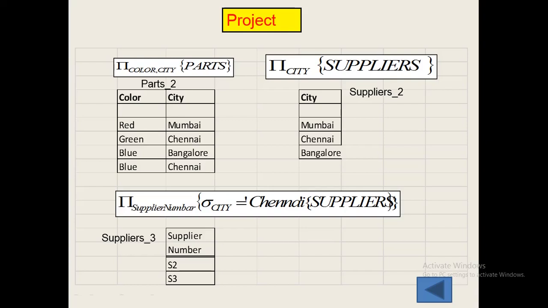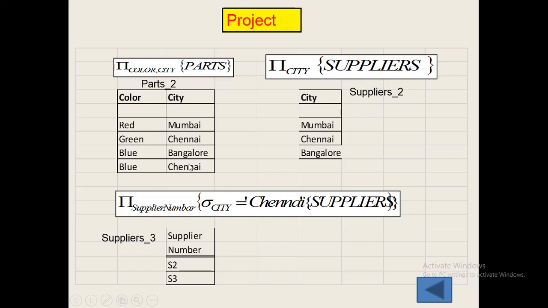The next operation is project. This operation produces the columns that satisfy a given predicate. For example, for the statement project color and city from the parts dataset, the result is as shown in this table, parts 2. It is to be noted that the parts dataset has 6 tuples, whereas parts 2 has only 4. This is to avoid the duplication of rows, for example Mumbai. Another statement is project city from the suppliers database, and the result is shown in this table, suppliers 2.